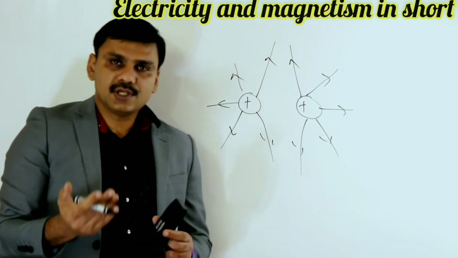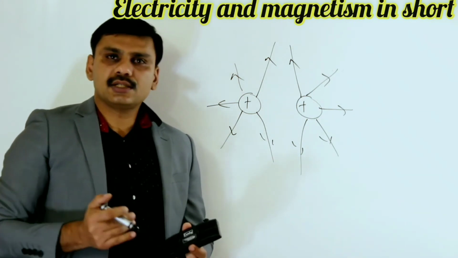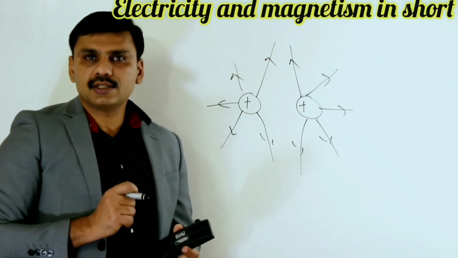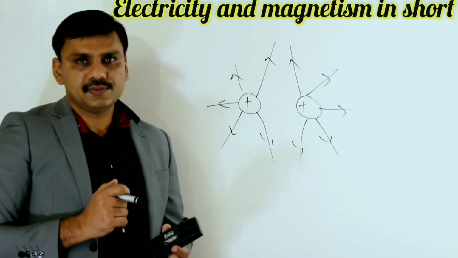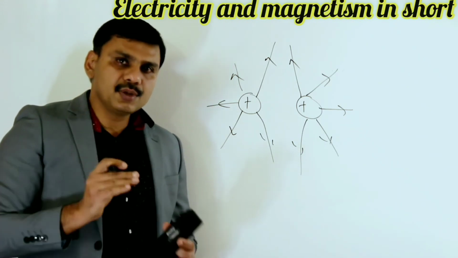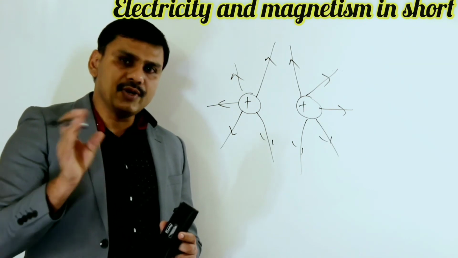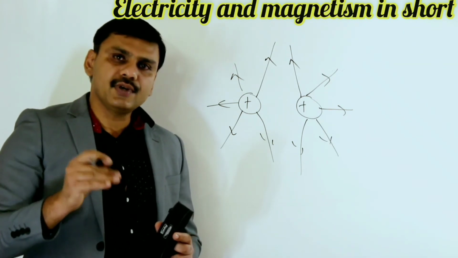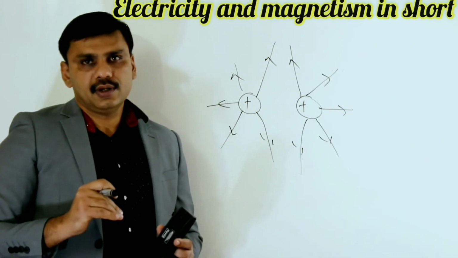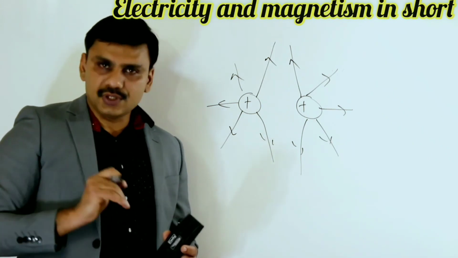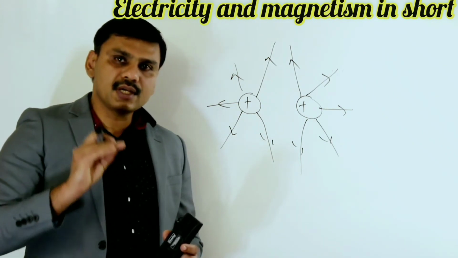So in the question it can be positive negative charge, positive charge or negative charge. So only one thing you have to remember in mind: positive charge field lines are outward, negative charge field lines are inward. Don't draw in opposite way. So these things you must keep in mind.